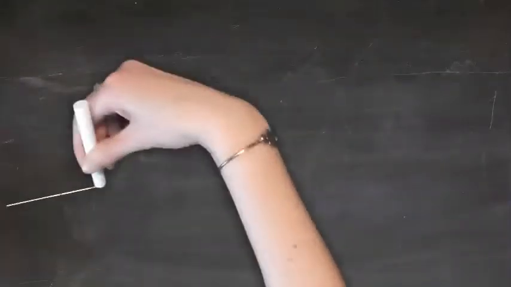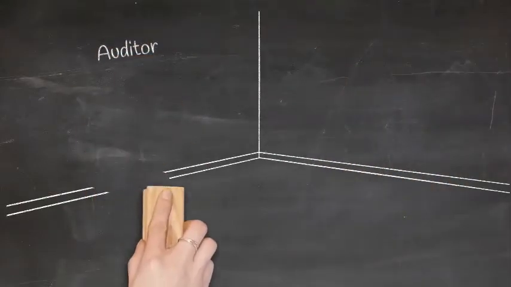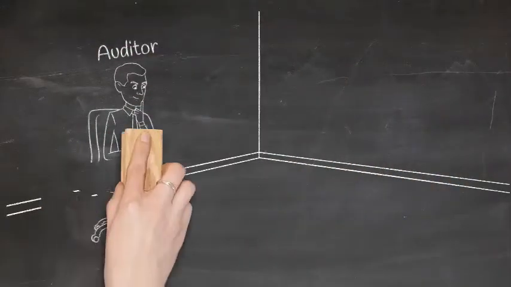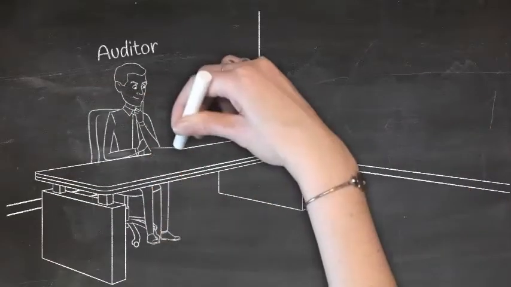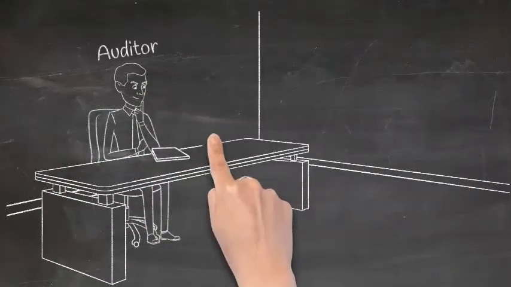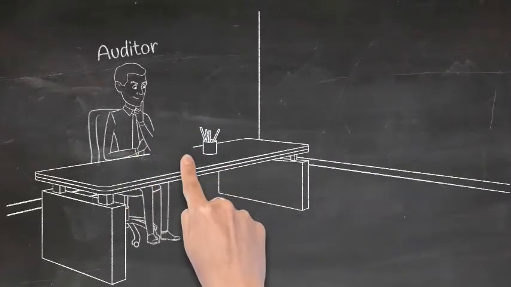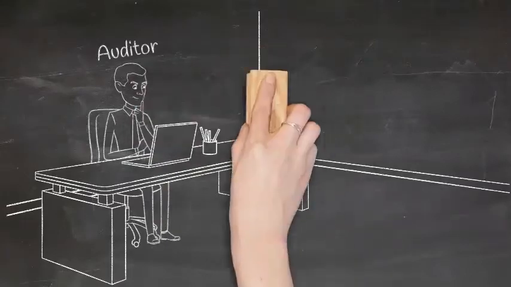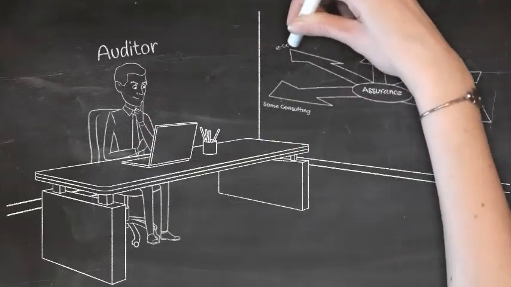Our story begins with an auditor. I'll call him James. James is a highly skilled professional, an expert in data analysis and communication. His job is to express an opinion about the reliability of his client's financial report. He's a tech-savvy analyst working in the assurance services department of a public accounting firm.